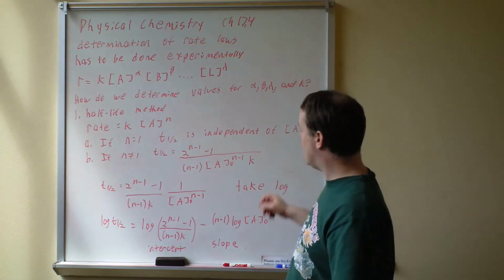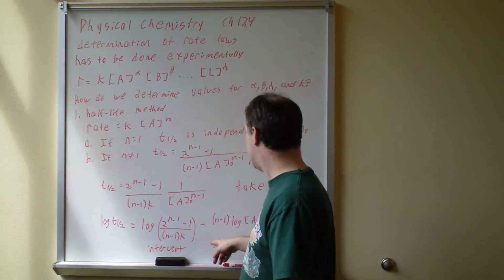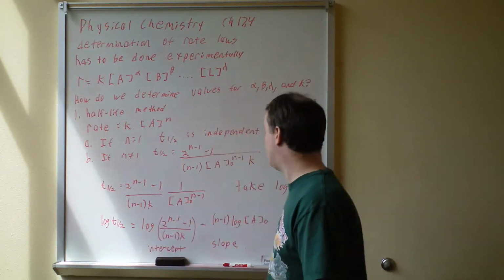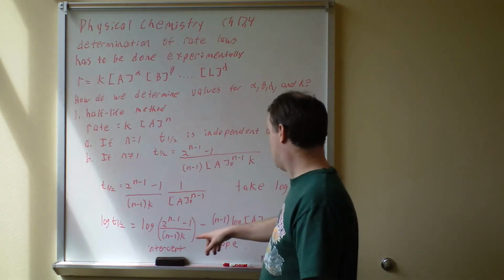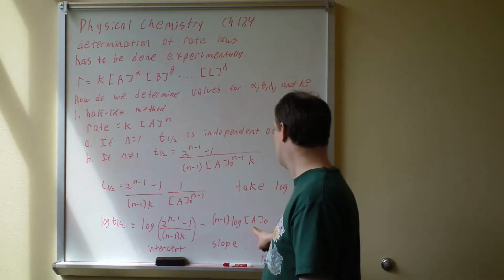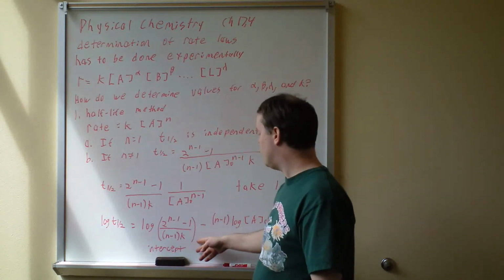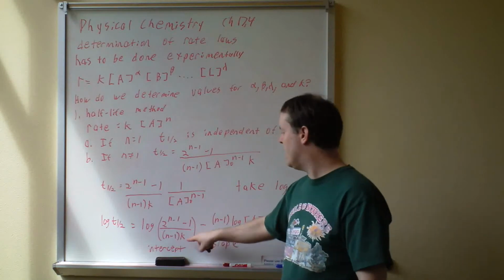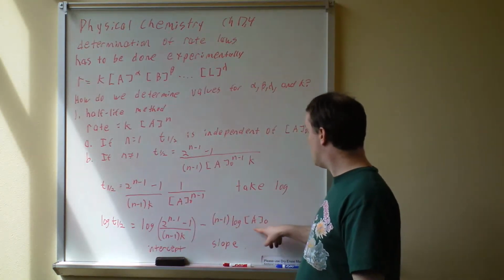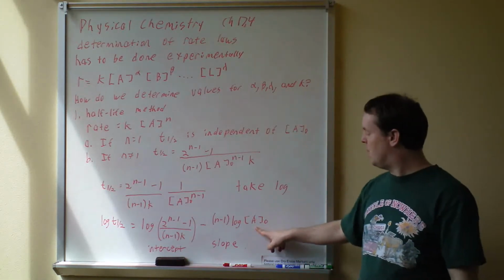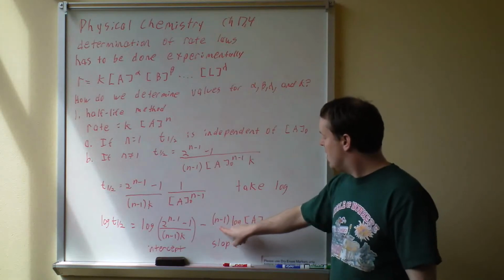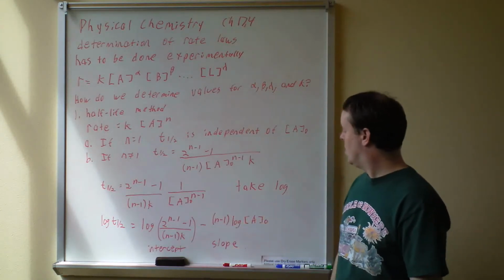Now, this may look uglier than that, but you realize now we have a straight line in slope y-intercept form. You experimentally find your half-lives, and you graph the log of the half-lives versus the log of A naught. So you have the intercept. This is just some constant, but you notice you got your K in it, so that might help. And then you've got your different concentrations of A. So you just do the experiment multiple times with different initial concentrations of A or whatever. And then N minus 1 is the slope.